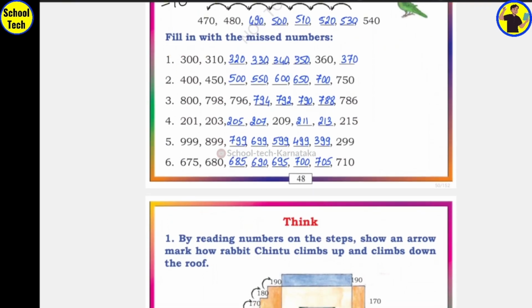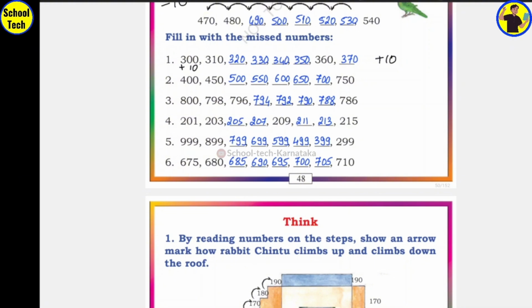The next exercise, fill in with the missed numbers. We need to fill the missed numbers. The first given number is 300 and the next is 310. If we add 10 to 300, we get 310. So here we are jumping 10 steps forward.